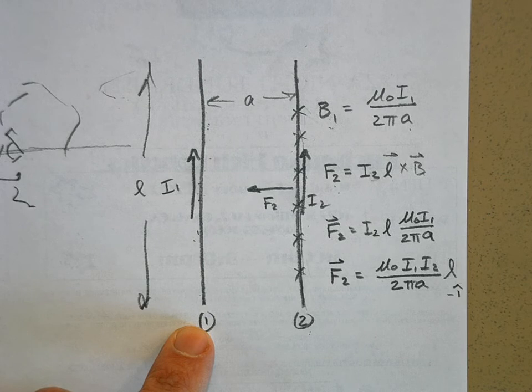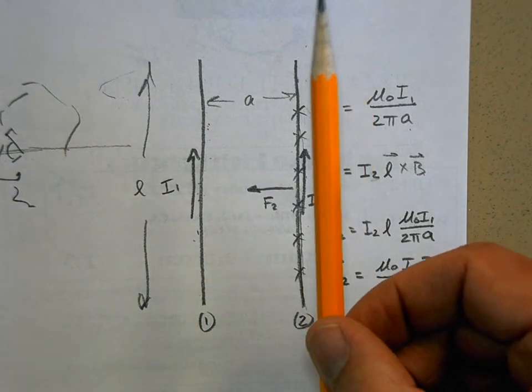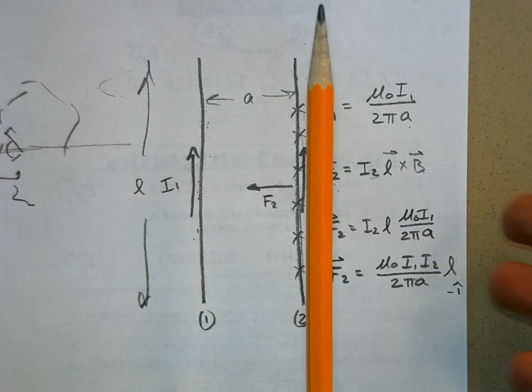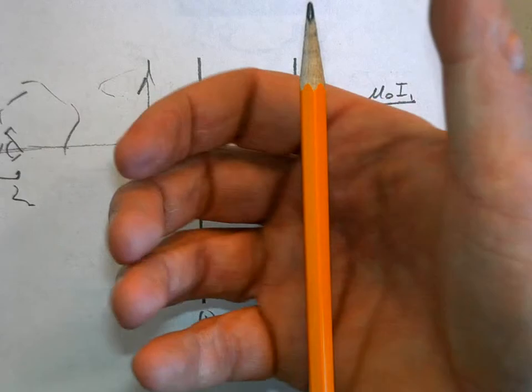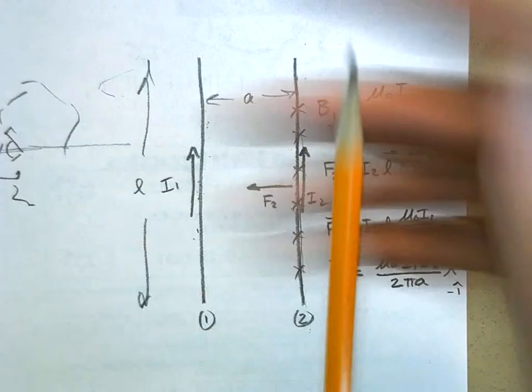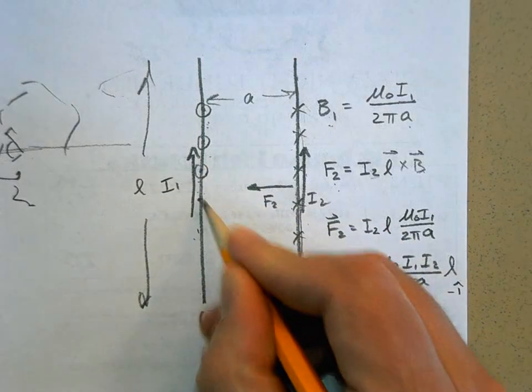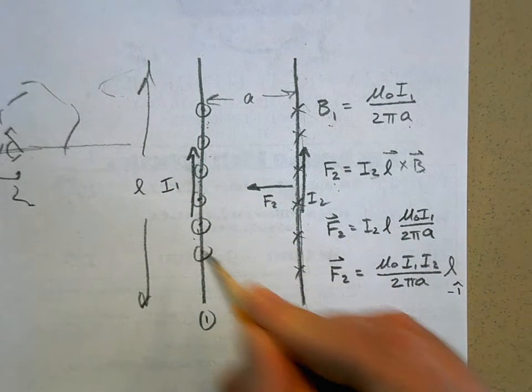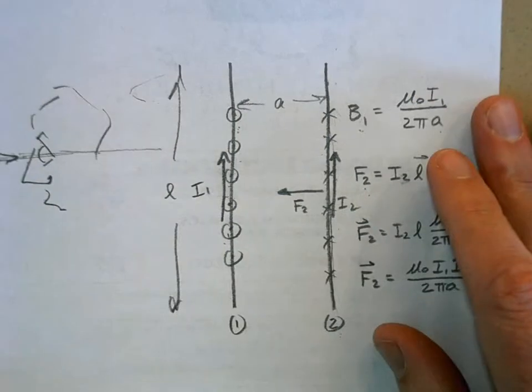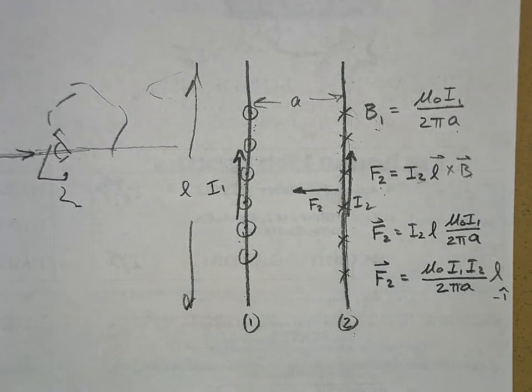Okay, grab it with your right hand. Your thumb is in the direction of the current, and you curl your fingers. Now I'm going to use the pencil here to represent that. If I grab this with my right hand, my fingers are coming out. So that means that the magnetic field at this location is out. Now this is B2. Let me erase this. Leave a little room off to the side here.